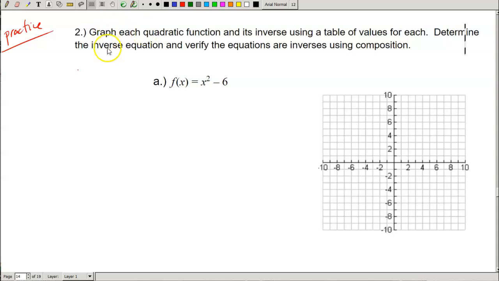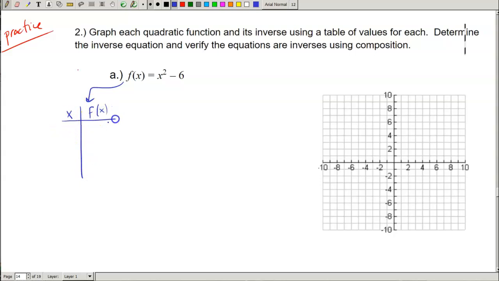So first things first, you're going to graph each function using a table of values first. So I'm going to take this, and here's f. So I'm going to make a table of values and go ahead and plot this. So I'm going to plug in 0, and I'm going to get -6. If I plug in 1, I get -5. If I plug in 2, I get -1.